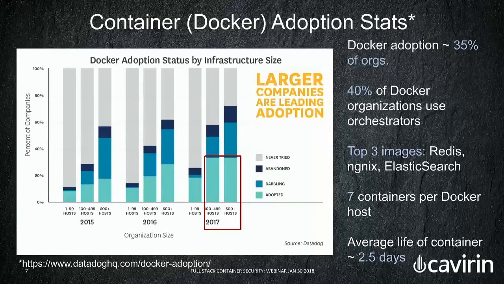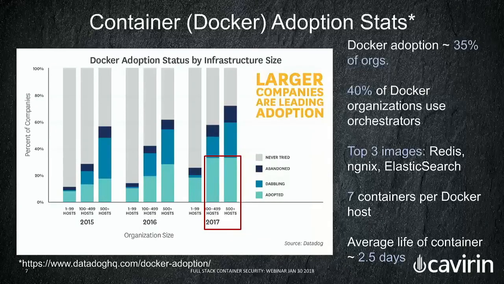Before we jump into the weeds, I want to give you some quick stats here. This is again from a publicly available document. Basically, Docker adoption and container adoption in general is growing, as this statistic shows between 2015 and 2017. As of 2017, about 35% of medium to large organizations are using Docker in some fashion.